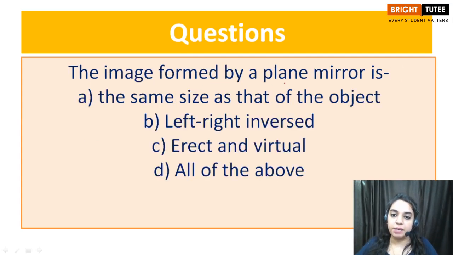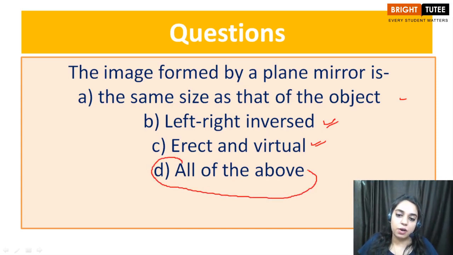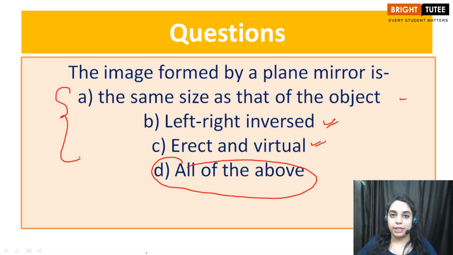Next question, the image formed by the plane mirror is of the same size as the object. Yes, this is true. It is left right inverse. Yes, this is also true. And finally, the nature of the image is erect and virtual. So we can say the correct answer is D, which is all of the above, because all of these are the nature of the images formed by the plane mirror.